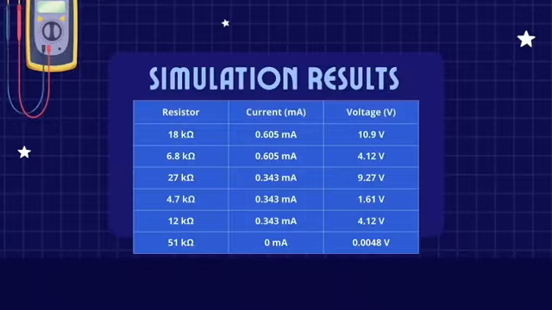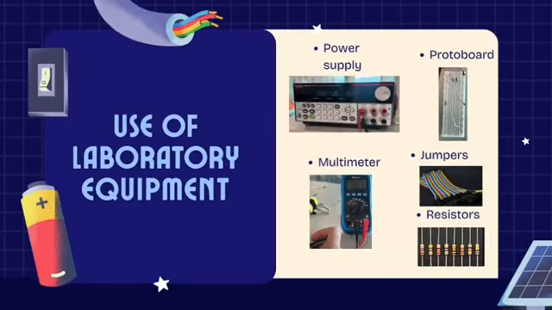Now we will continue with the implementation. We used a power supply, a protoboard, a multimeter, jumper wires, and the required resistors. This equipment allowed us to safely build the circuit and take accurate measurements.